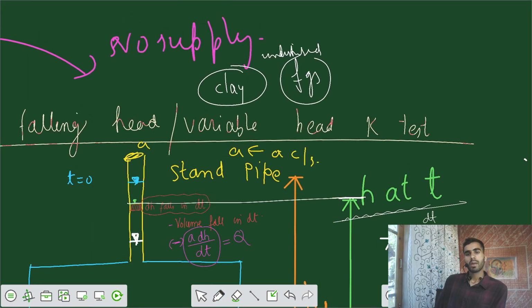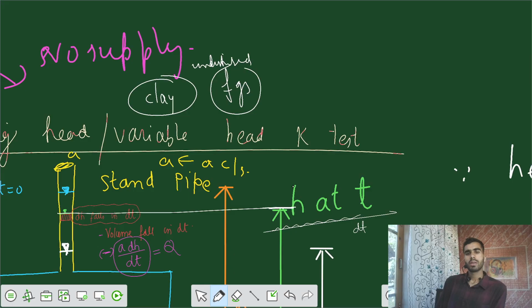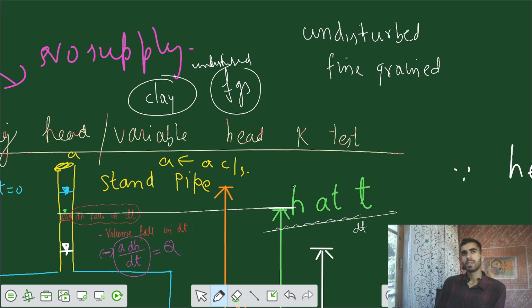So we can mention here, this is the test performed for undisturbed fine grained soils. We have seen that by disturbing the structure of clay, the structure gets changed, so properties get changed for fine grained soils on remolding.